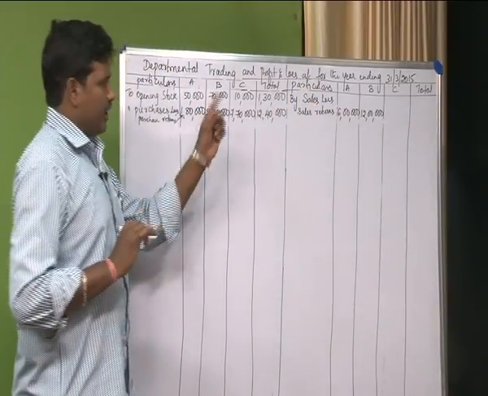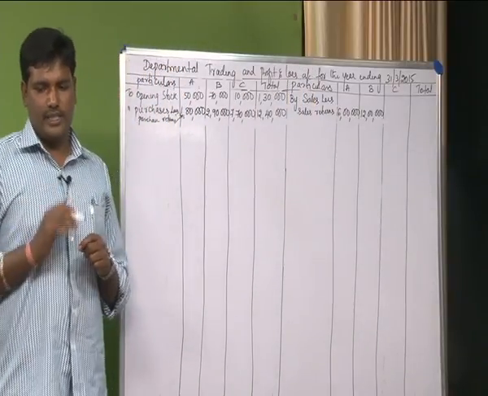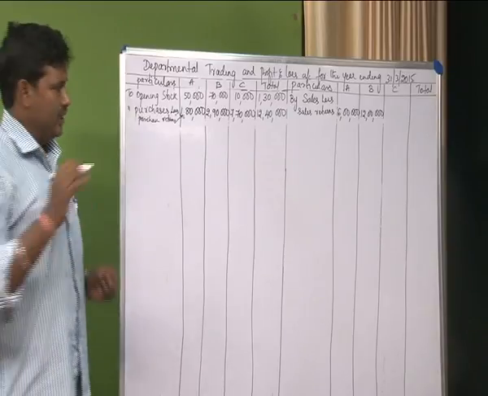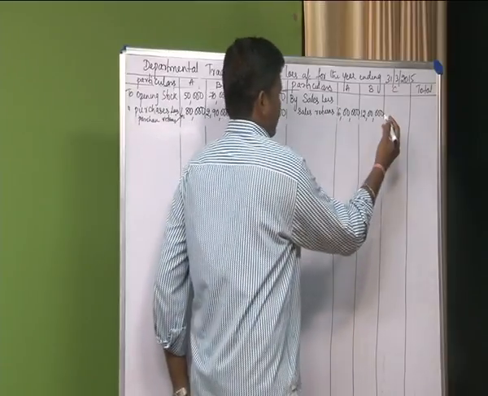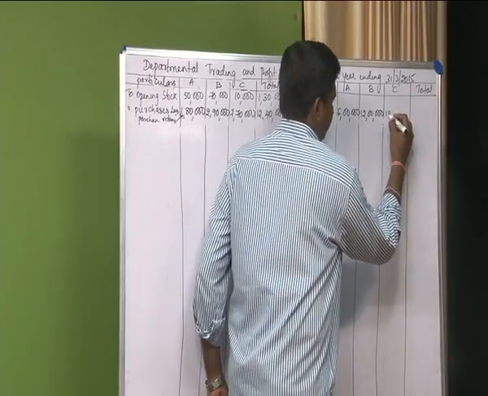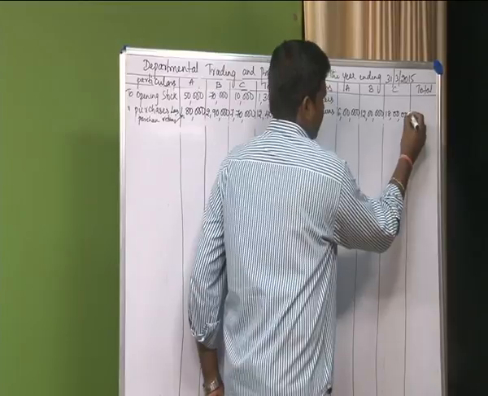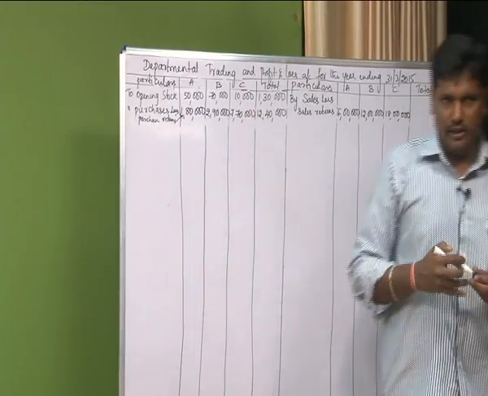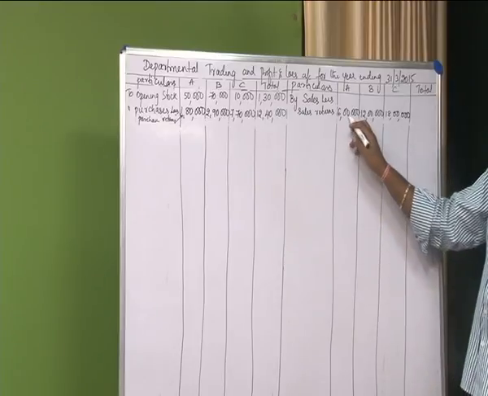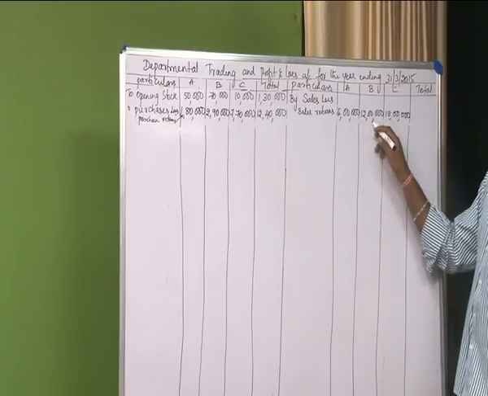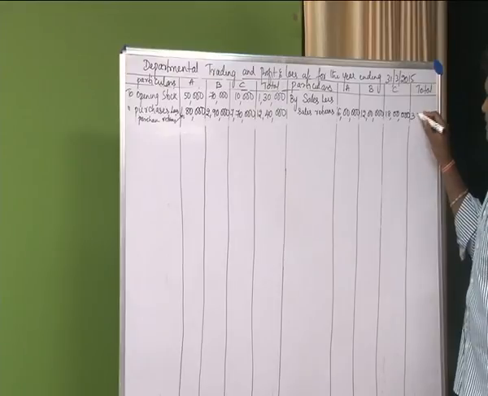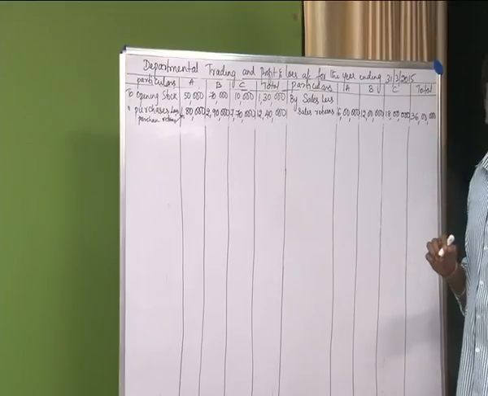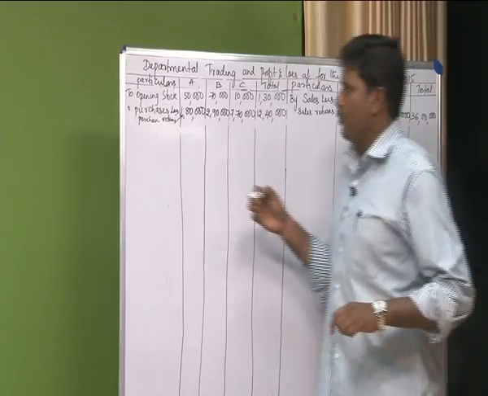For department C, sales is 18 lakh 30,000 minus sales returns of 30,000, so it comes to 18 lakhs. Now we will total this: 6 lakhs plus 12 lakhs is 18 lakhs, plus 18 lakhs is 36 lakhs.